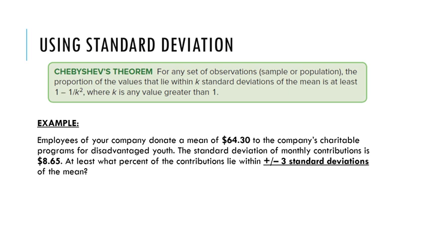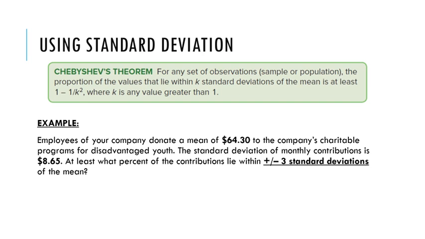Now, we want to know at least what percentage of the contributions lie within 3 standard deviations. When we say lie within 3 standard deviations, we mean plus or minus, right? It could be above or below. So we want to know what percentage of the contributions for all these employees lie within 3 standard deviations. They fall within the range of being 3 standard deviations above or 3 standard deviations below.